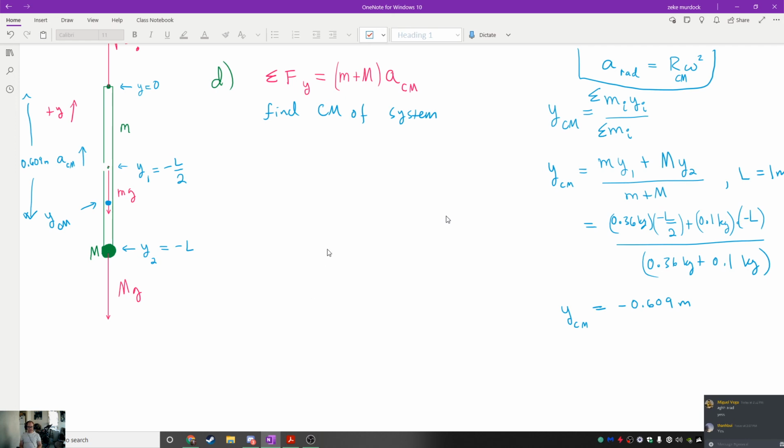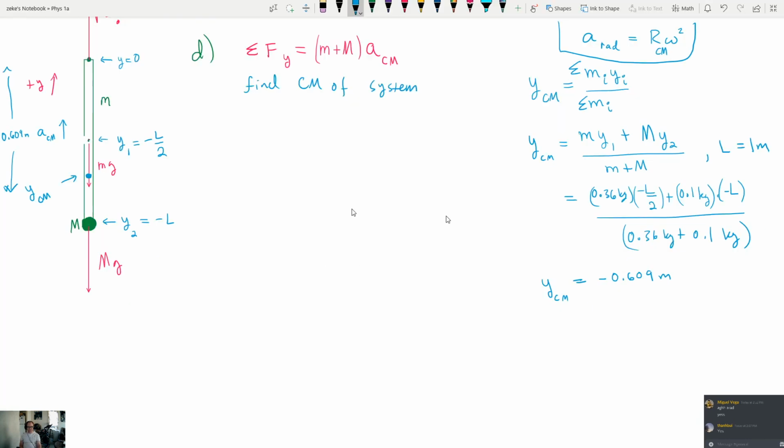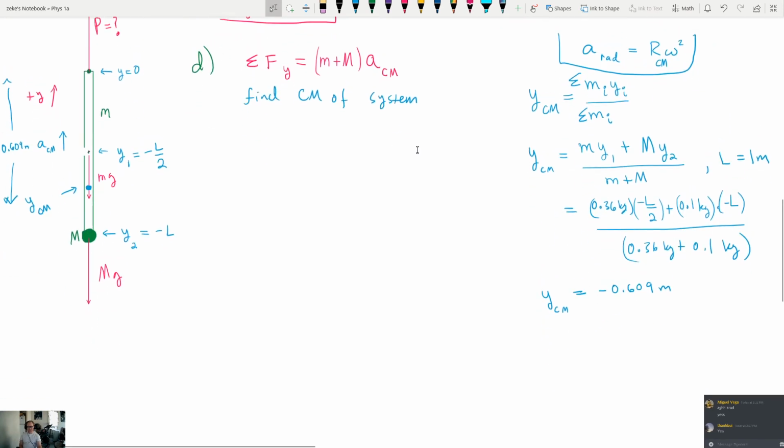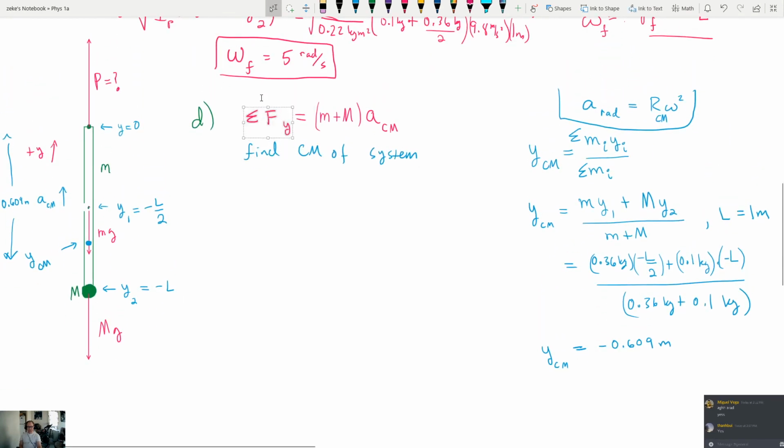Okay, let's throw everything together. So, our equation says we need to sum up the forces in the y direction. We're taking the positive y direction to be up because it's accelerating in that direction. It has centripetal acceleration. The forces that we have are P, which is positive, going up, minus little mg minus big mg is equal to m plus m. We know what those are. We're just going to leave that as m plus m, and we're trying to solve for P.